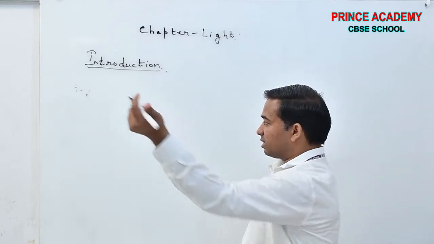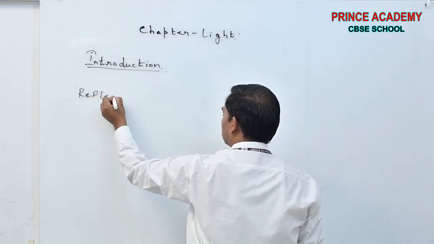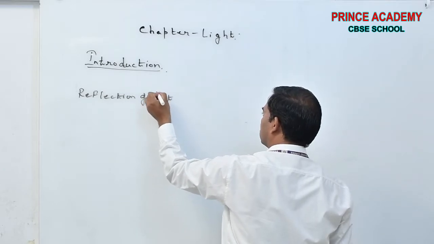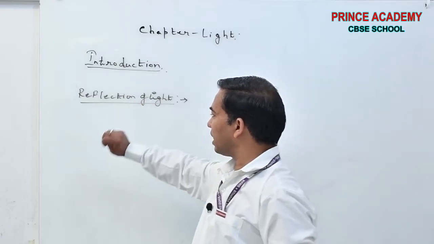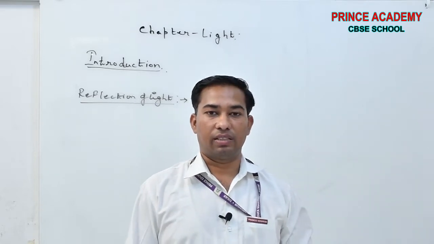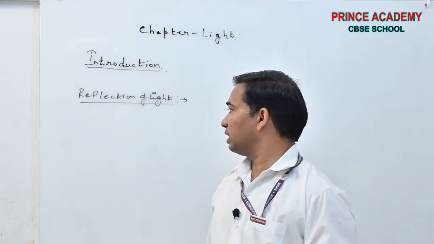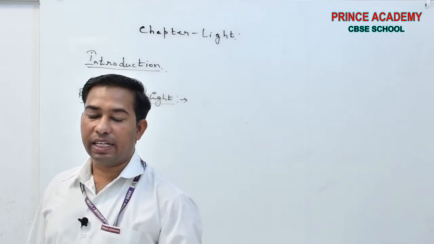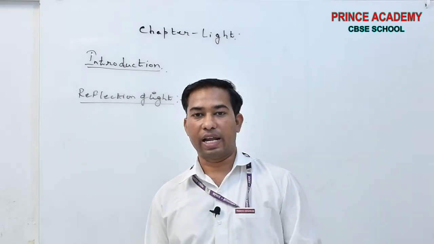So let us start the new topic, which is called reflection of light. What is the meaning of the word reflection? Here, reflection means anything which is incident on a surface and is reflected in the same medium. If we consider the case of light, then what is the reflection of light? If the light is incident on a surface and bounced back into the same medium, then it is called the reflection of light.